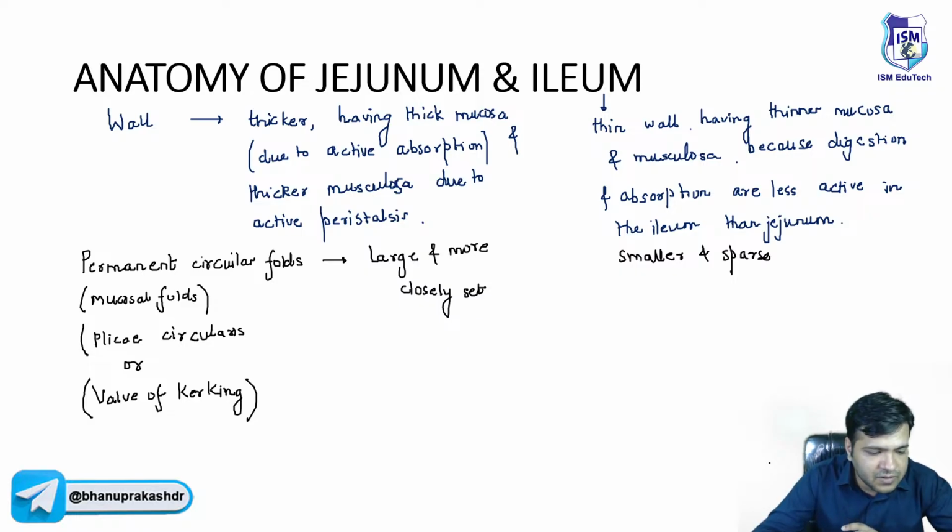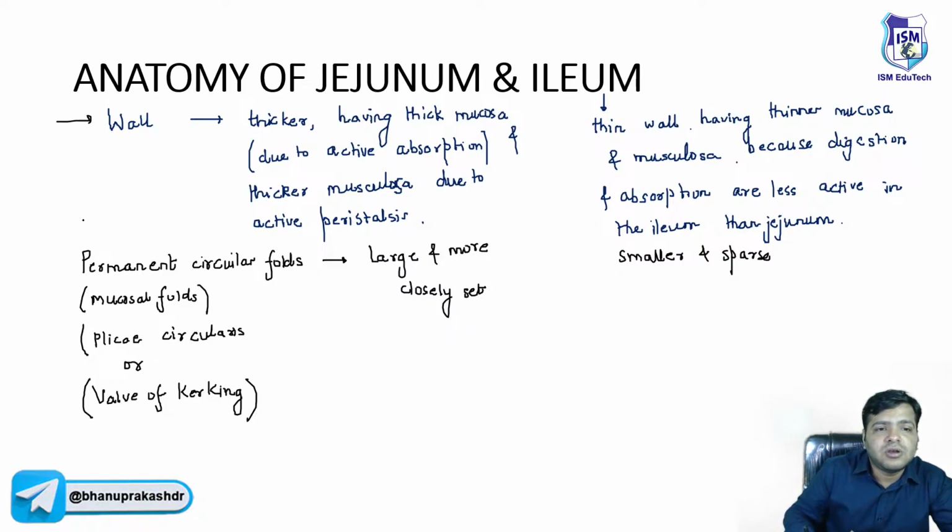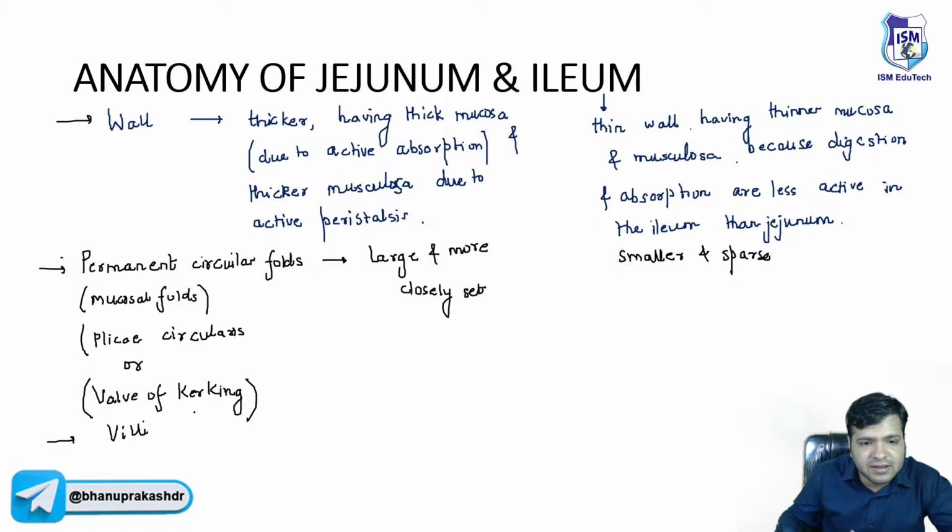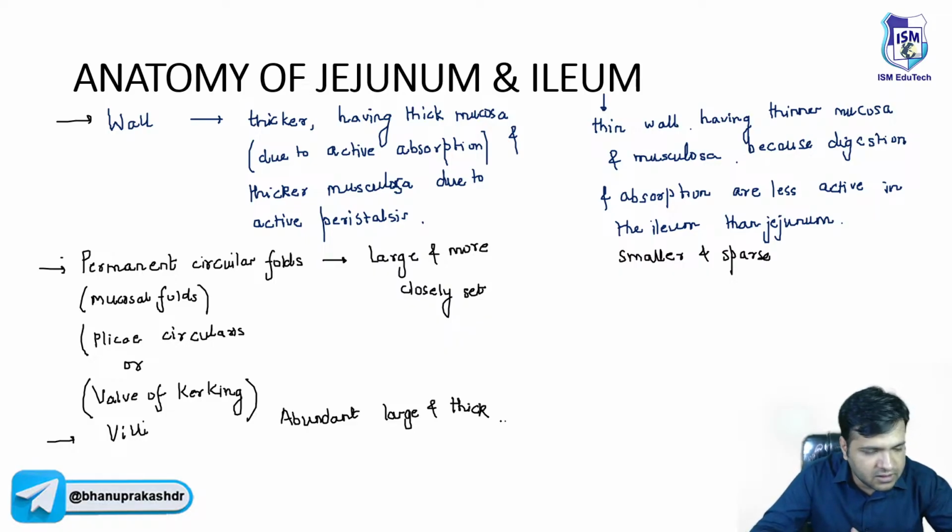Now if we talk about the next point, we have talked about the wall and the permanent circular folds, and remember we have villi also. Villi are present in the small intestine. So remember the villi in the jejunum region are abundant, large and thick. Compared to the ileum, they are small and thin.